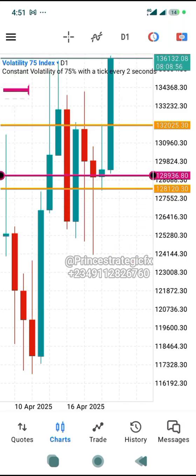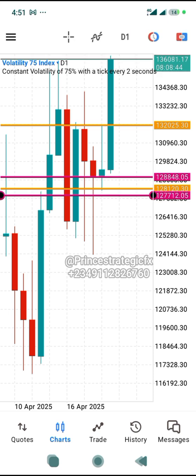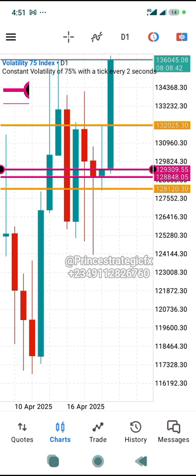Then I'm going to pick the opening of the previous daily candle. Then I am going to be taking the close of the previous daily candle, right? Now this is just the first step you need to do.